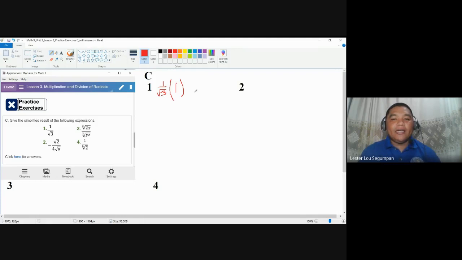We are going to multiply here a value which is just equal to 1 so that we are not actually changing the given. But what expression equal to 1 are we going to multiply here? Take note that the radical expression of the denominator is square root. In short, we are going to multiply the denominator also with the square root, because we are following the concept of multiplication of radical expressions, that you can only multiply radical expressions if you have the same indices. In short, we are going to use square root.